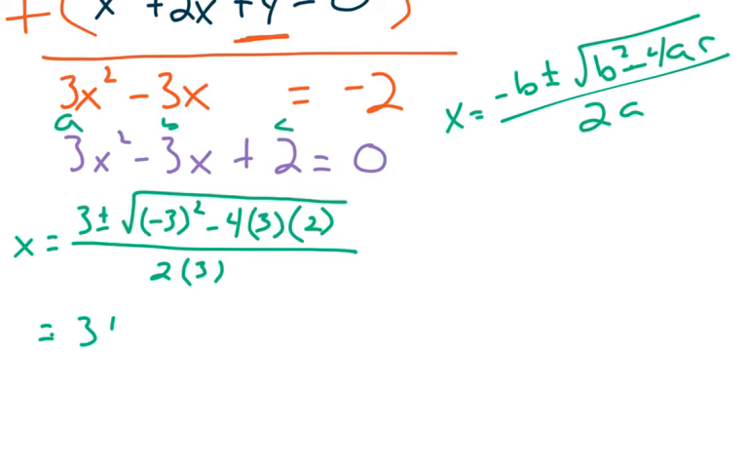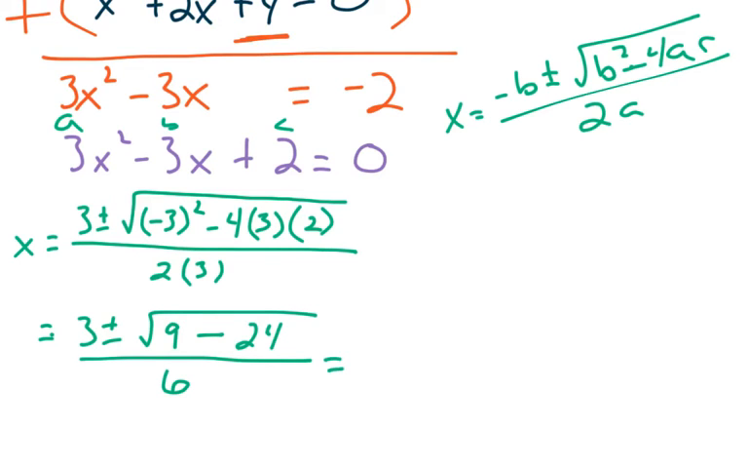Okay, so let's clean some of this up. So we get 3 plus or minus the square root of negative 3 squared is 9, minus 4 times 3 times 2. 4 times 3 is 12, times 2 is 24. We got one negative in that multiplying, so it's going to be minus. And then 2 times 3 is 6. Keep going a little farther. We get 3 plus or minus the square root of, let's see, 9 minus 24 is negative 15. All of that gets divided by 6. And I would say we are done right here.